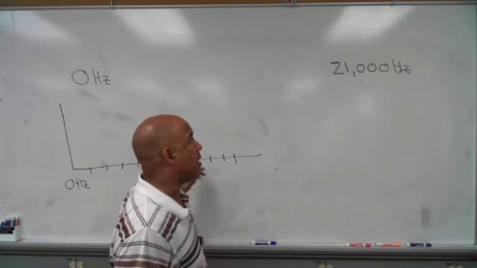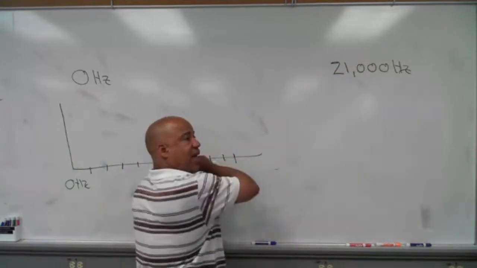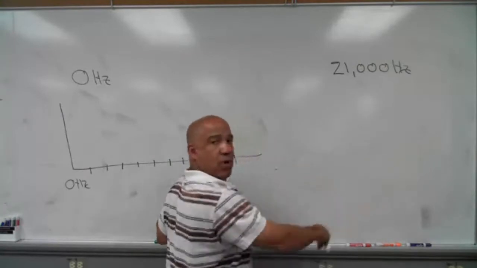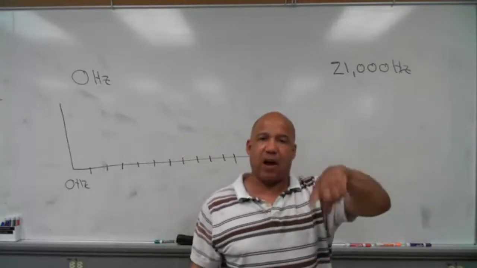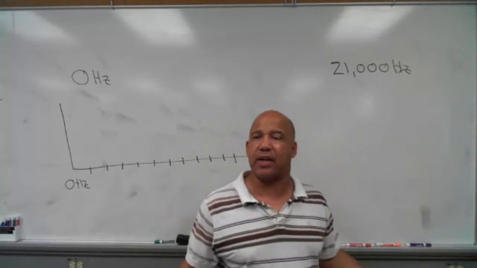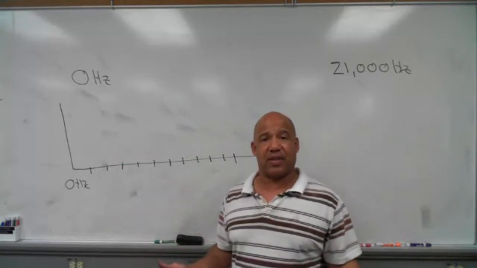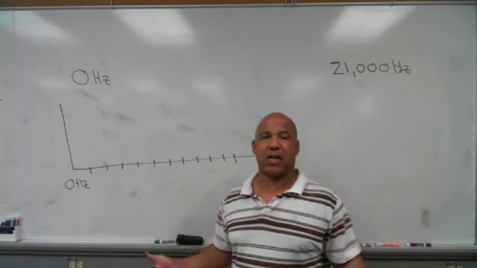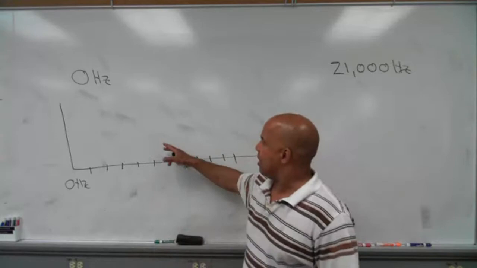If I made this graph with 21,000 tick marks on this horizontal axis, I would have to extend it out the window, down the driveway, probably past the flagpole to fit all 21,000 tick marks. Neither of those options really works. Both of them are nearly impossible to do. So how is it that I can show a graph?